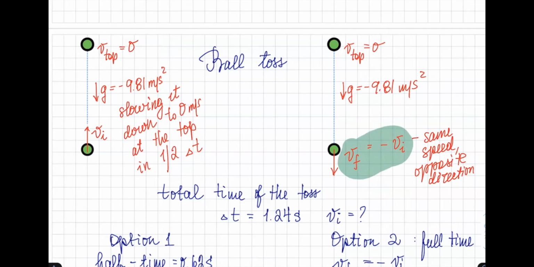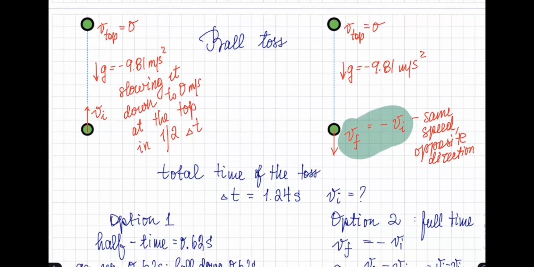So in that part of the lab, you were asked to time yourself, and then there were three questions. You were asked to figure out the initial velocity with which you tossed it, the final velocity with which it hit your hand, and also to figure out the height in three different ways.